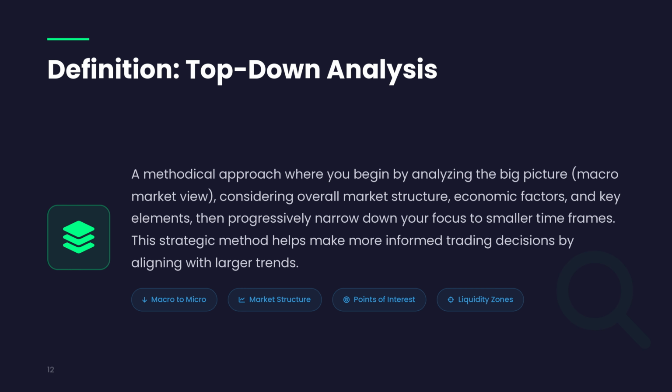Imagine you're looking at a map of the entire United Kingdom. At first, you're viewing the whole country, the general geography, the major cities, the primary motorways. That's your macro view. Then you zoom in to a particular region, perhaps London. You can now see individual boroughs, specific roads, landmarks. That's your intermediate view. Finally, you zoom in even further to a particular street, a specific building. That's your micro view, your entry point.